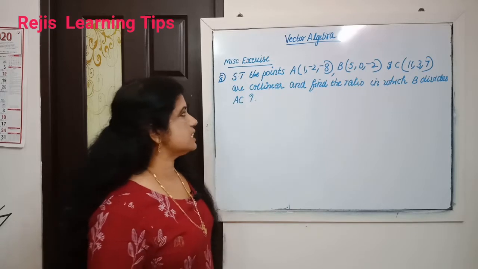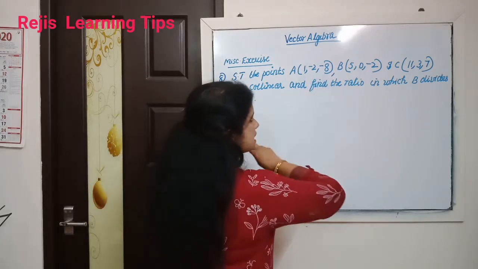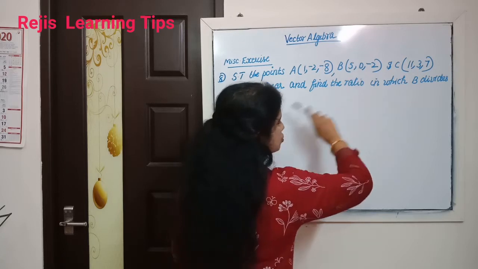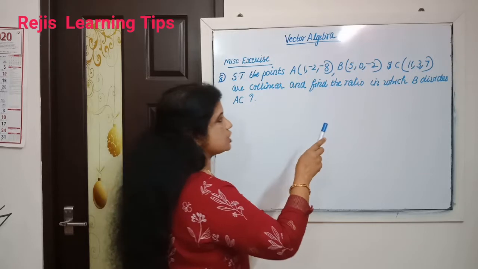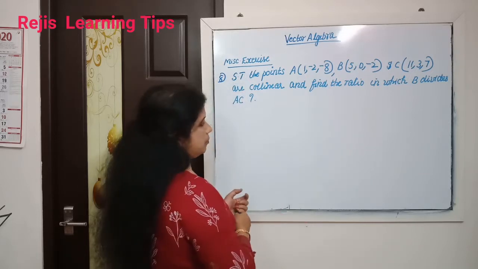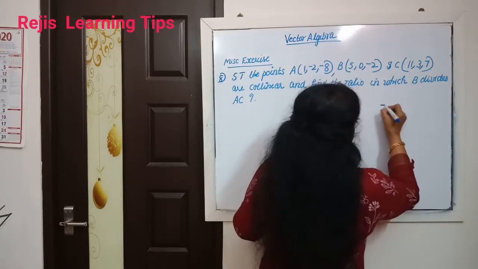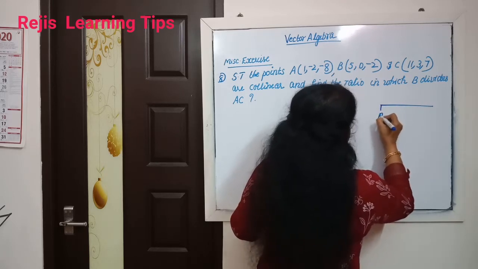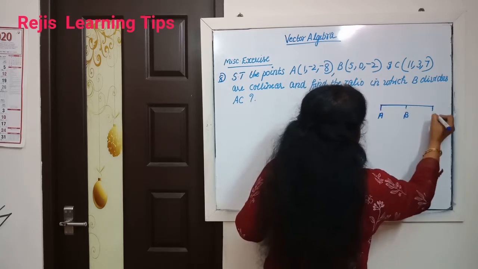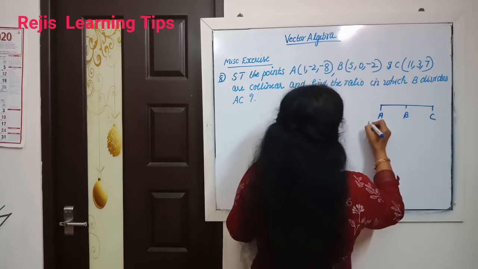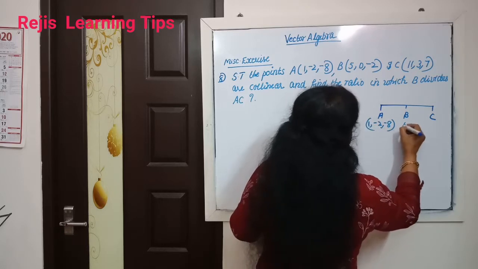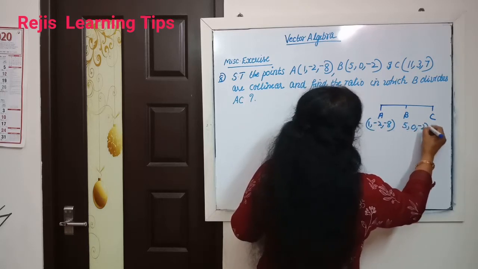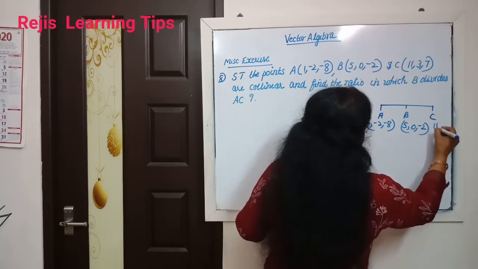Show that the points A (1, -2, -8), B (5, 0, -2) and C (11, 3, 7) are collinear and find the ratio in which B divides AC. First we should show that A, that is 1, -2, -8, B, that is 5, 0, -2, and C, 11, 3, 7 are collinear.